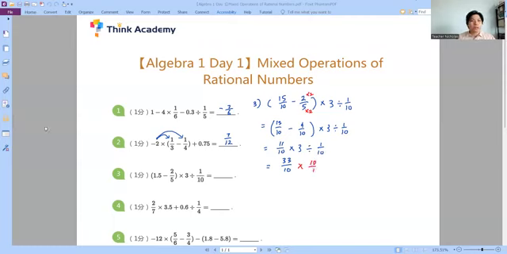Now, as you can see here, I can simplify, right? 10 and 10, I can just cross them out and replace them with 1. Our final answer is going to simply be 33. All right, great.